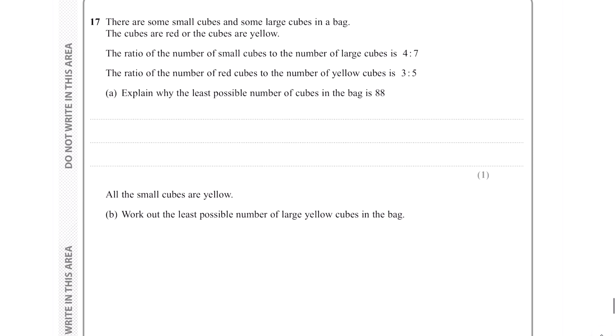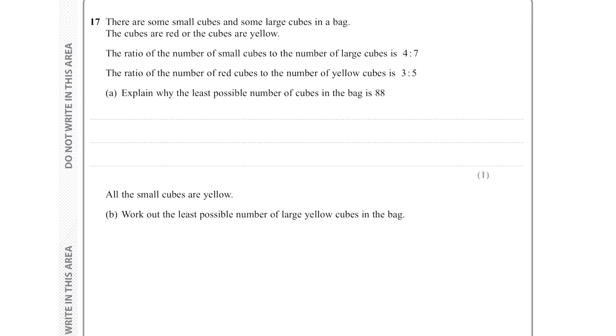Moving on to question 17. There are some small cubes and some large cubes in a bag. The cubes are red or the cubes are yellow. The ratio of the small cubes to the large cubes is 4 to 7. The ratio of the number of red cubes to the number of yellow cubes is 3 to 8. Explain why the least possible number of cubes in the bag is 88.